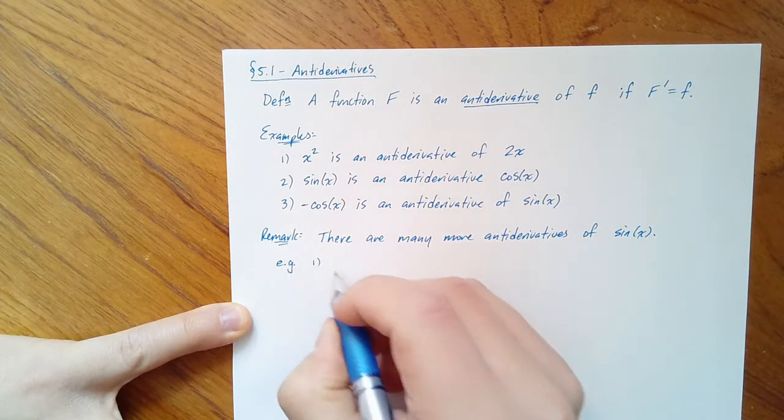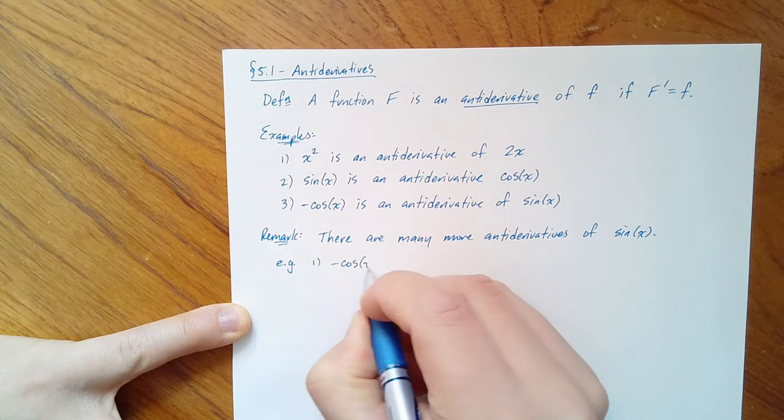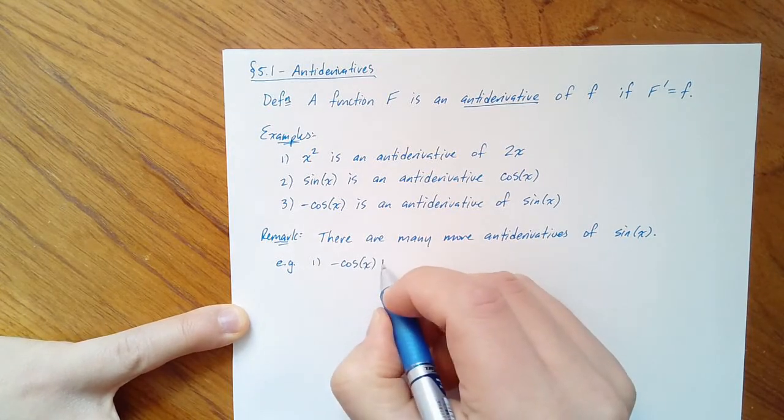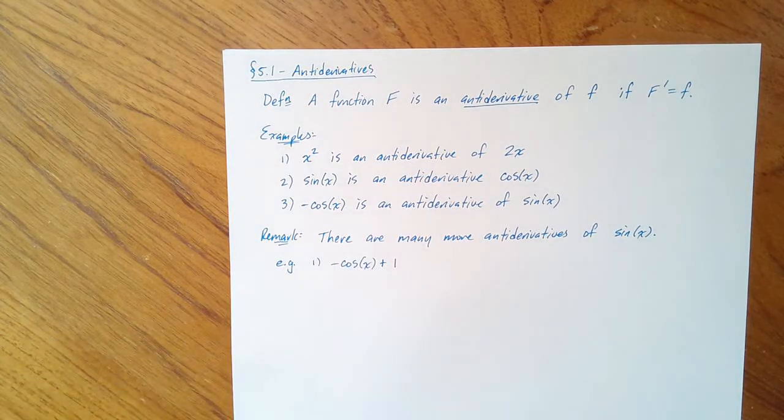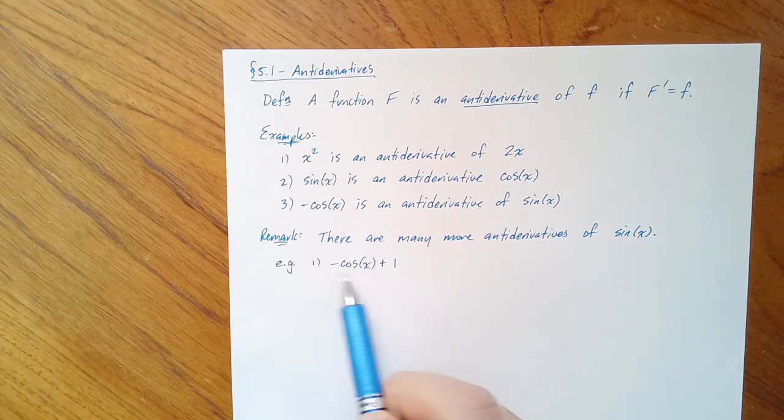So how about negative cosine of x? That's the one I just said. But how about negative cosine of x plus 1? Is that an antiderivative of sine of x? Well, how would you test it? Well, if you take the derivative of this function, do you get sine of x?